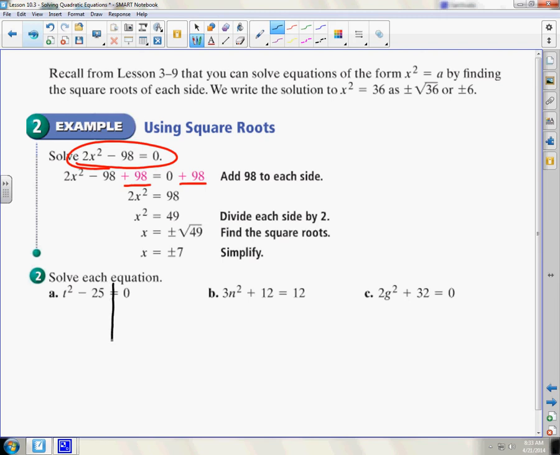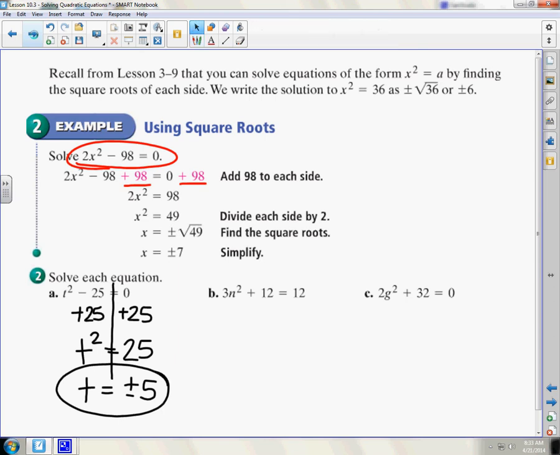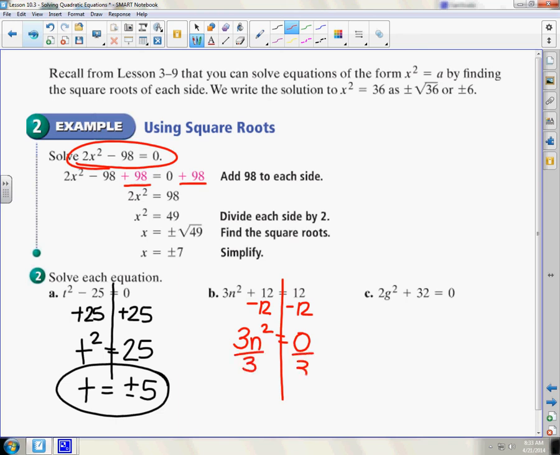Here's what you would do. You're going to add 25 to both sides. Then you get t squared equals 25. So I know t equals plus or minus 5. Positive or negative 5 would make this correct. Here I'm going to subtract 12, so then I get 3n squared equals 0. Divide by 3. 0 divided by 3 is 0. So n squared equals 0, so n equals 0.